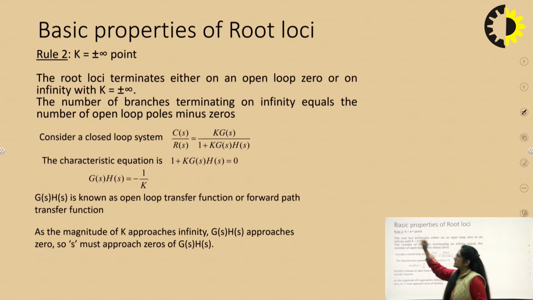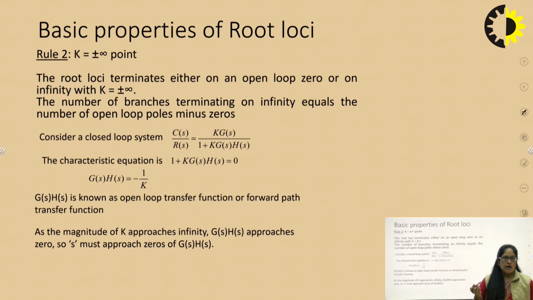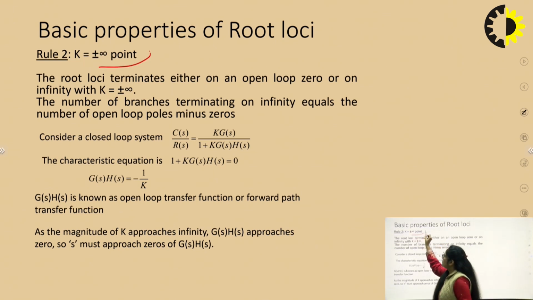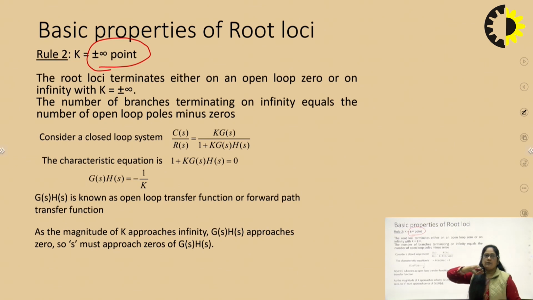The second rule is about where the root locus moves after that. Once it has started from K equal to 0, where is the root locus moving? It will terminate somewhere. It will terminate either on an open loop zero or at infinity. Terminating at infinity means there is some pole at infinity where it is going and terminating. So the root loci terminate either on an open loop zero or at infinity.